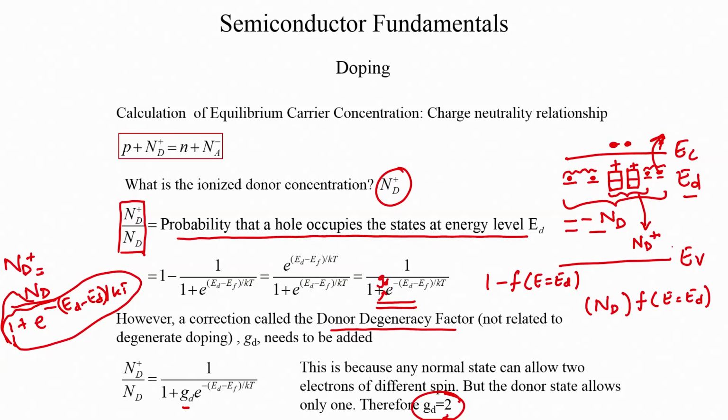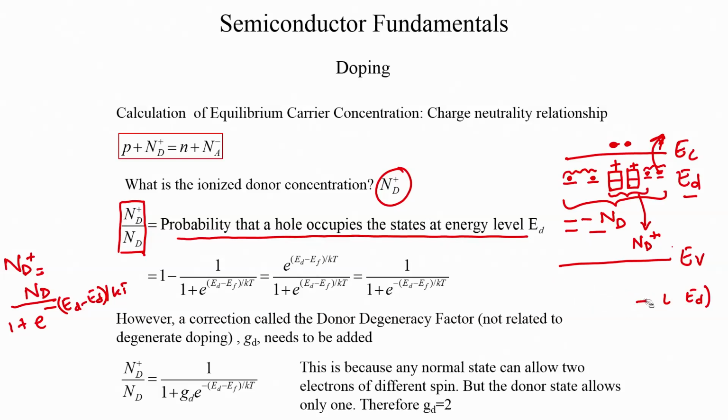And one other point is that if you have a trap state, if these states, instead of being located so close to the conduction band edge, were located a little closer to mid gap, you do not have to worry too much about Gd. You can take a value of 1 and you are quite safe with that value. So, that is the count of the Nd plus.